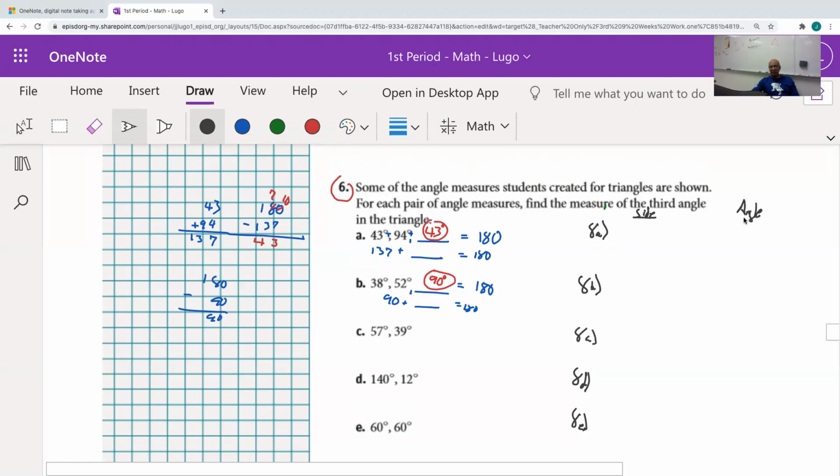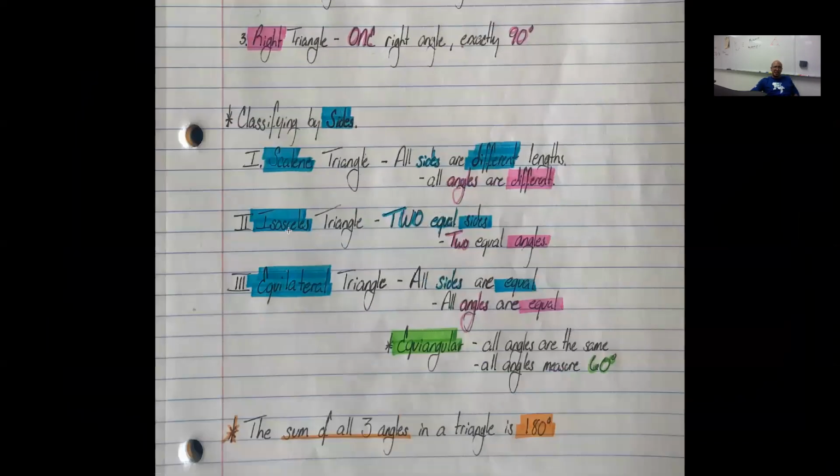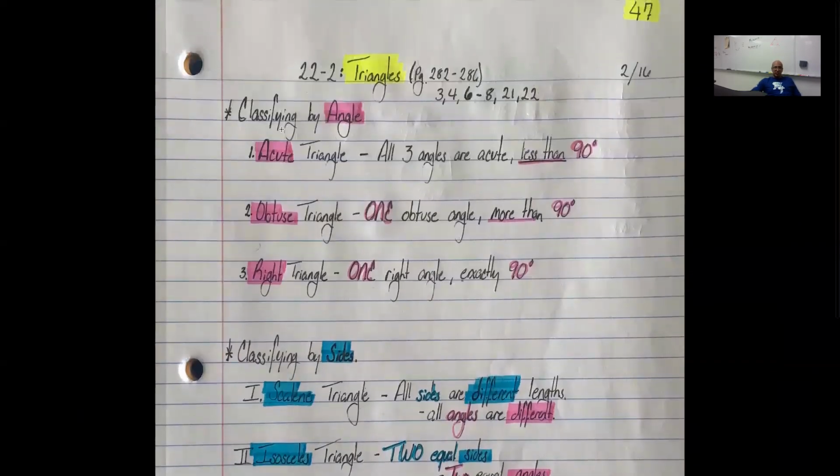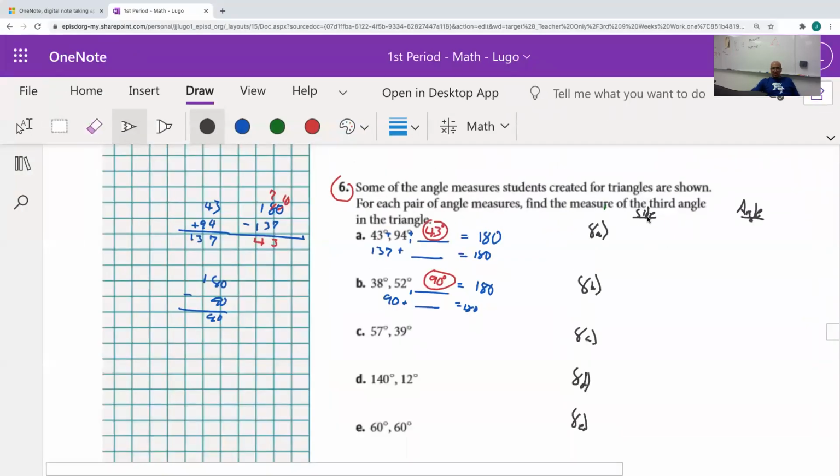By the side and by the angle. What do I mean by side? Well, by side, it's either going to be scalene, isosceles, or equilateral. By the angle, it's either going to be acute, obtuse, or right. So let's go and look at the side.